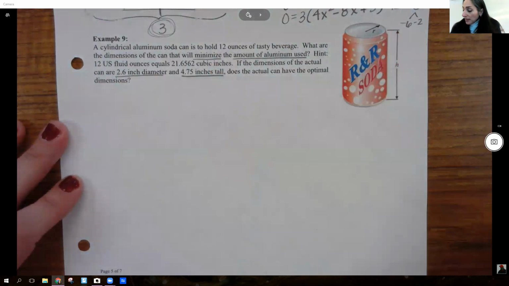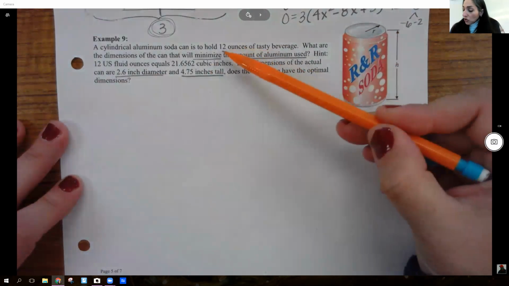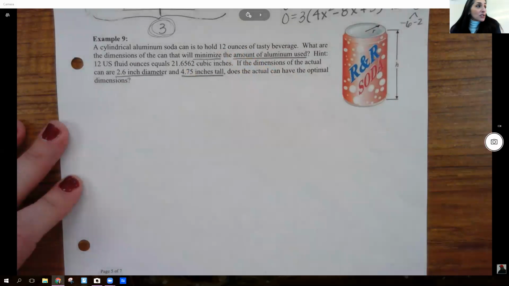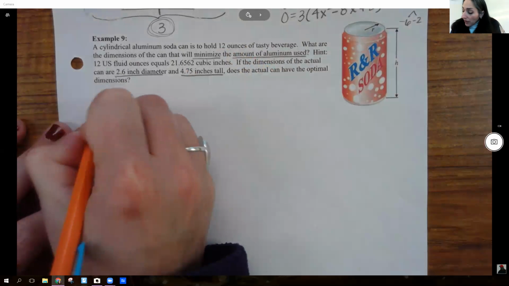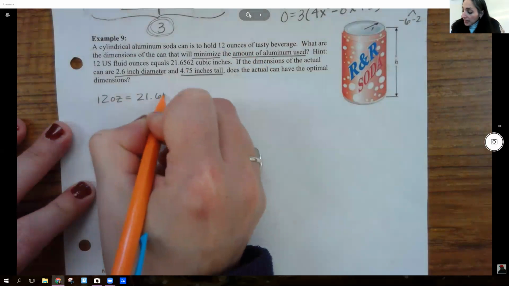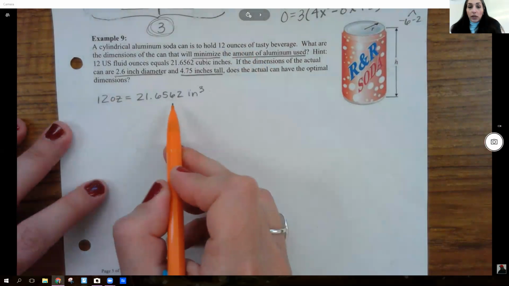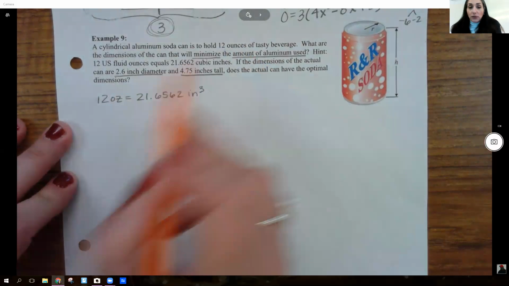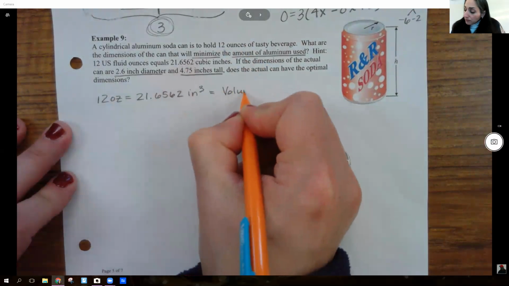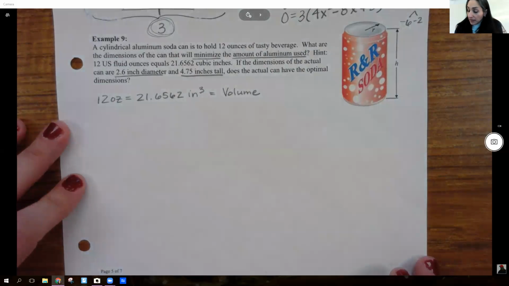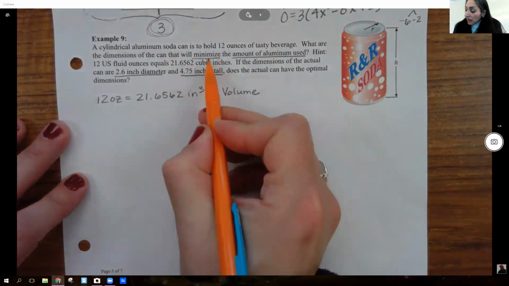So let's go back and think about this. We have a cylinder. It's holding 12 ounces. And so that 12 ounces is equal to 21.6562 cubic inches. So when we see cubic inches, we understand, and maybe we should already know if it's giving ounces, that this is equal to volume. Okay, so we're given a volume and we are asked to figure out the dimensions that would minimize the amount of aluminum used.